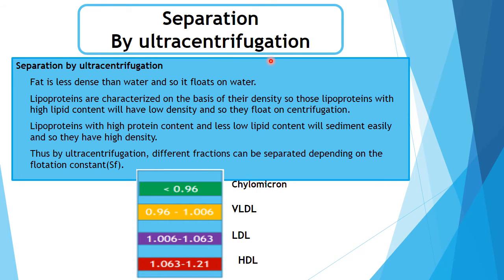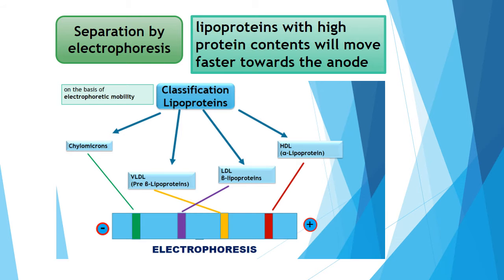Now separation by ultracentrifugation. If you separate all the lipoproteins, they are separated like this. Fat is less dense than water and so it floats. So lipoproteins are characterized on the basis of their density. Those lipoproteins with high lipid content will have low density. So chylomicron has the maximum lipid content, then VLDL, then LDL, and HDL has very low lipid content. Thus, by centrifugation, different fractions are separated depending on the floating constant.